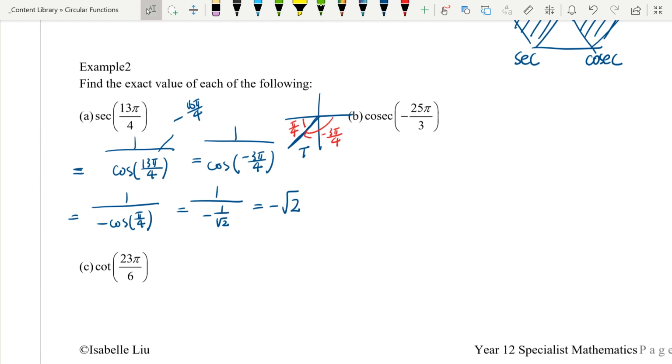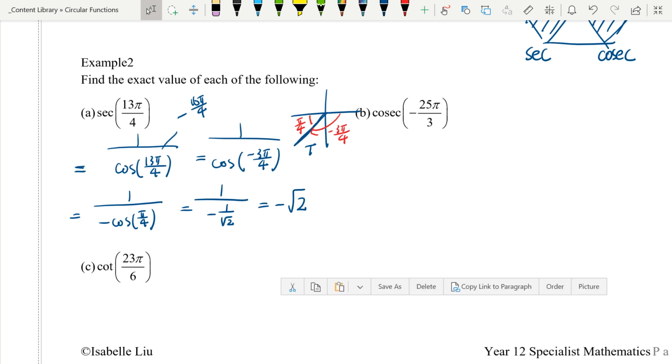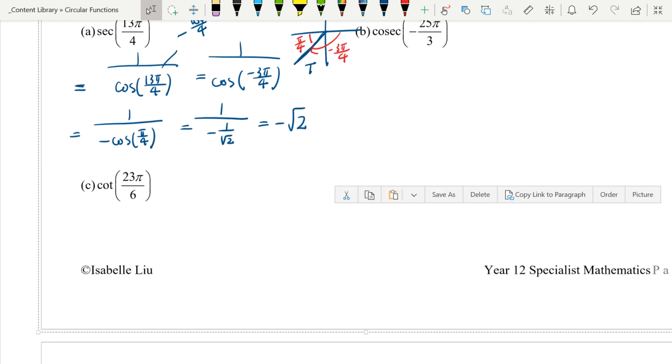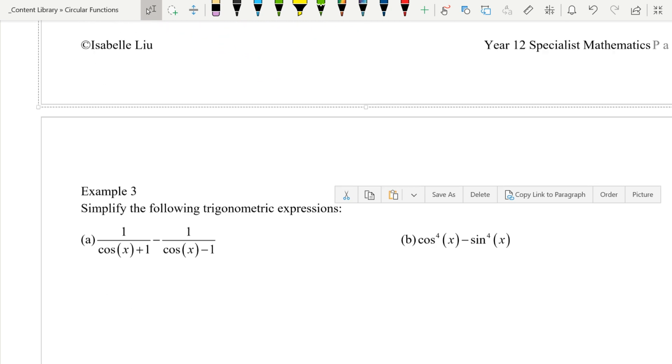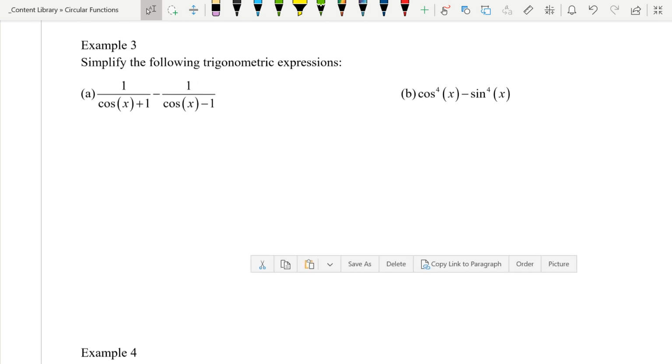Anyone got problems with evaluating circular functions? If not, I'll just move on from this section. It's not that important. Well, it's important, you need to know how to do it, but if we all know how to do it, we can just move on. Anyone got questions? Okay, if not, let's have a look at the next one.